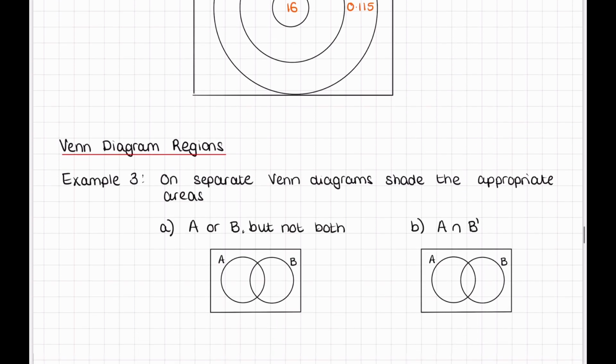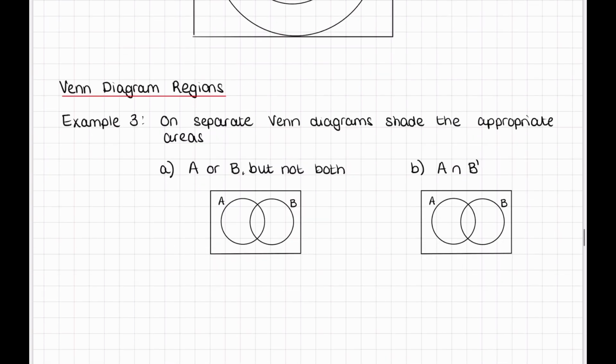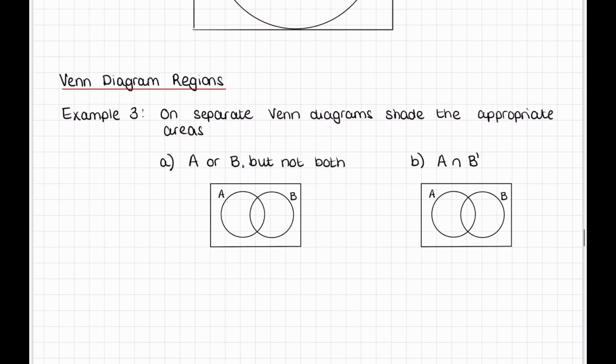Last little bit here is Venn diagram regions. On separate Venn diagrams, shade the appropriate areas. I've already got the Venn diagrams drawn here. Part A: A or B, but not both. We want to think about where that is on this diagram. So I want to shade A, which is this part here, or B, but not both, which means I cannot shade the intersection. So those two shaded parts are representing that situation.